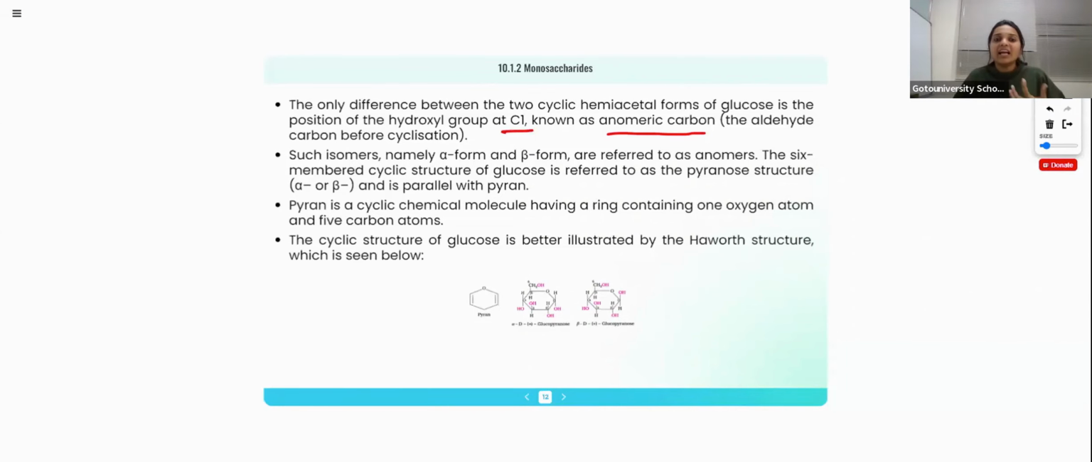Such isomers, namely the alpha form and beta form, are referred to as anomers. So anomeric carbon means it is C1. So they are called anomers. The isomers we are getting are called anomers.